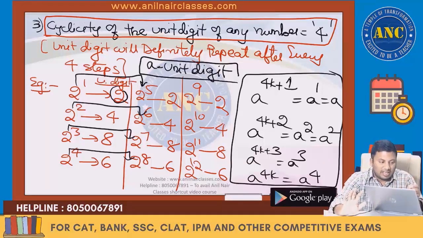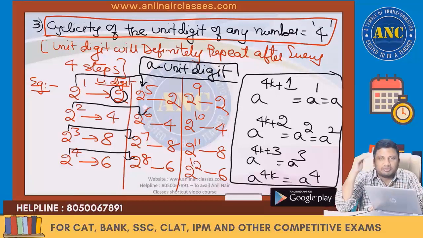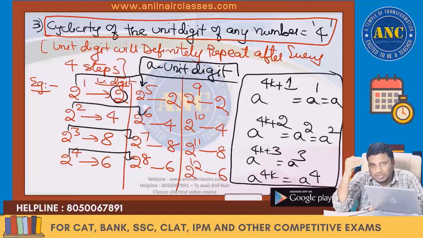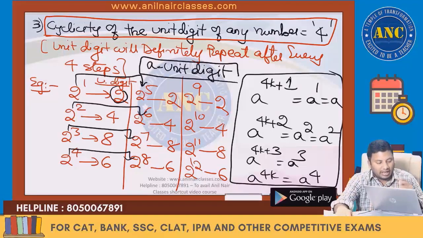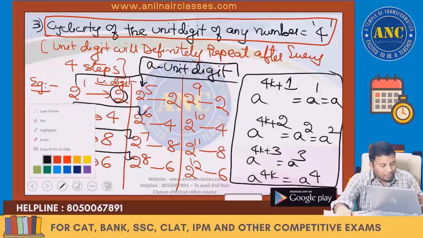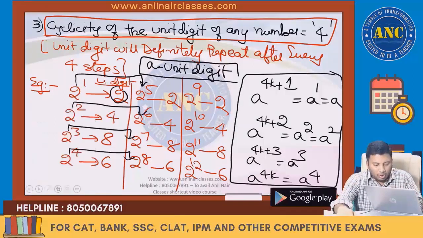Now, when I say the cyclicity of the unit digit of any number is 4, after 4 steps, the unit digit should again be the same. Less than 4 steps, sometimes yes, sometimes no. But after 4 steps, definitely it should get repeated. If you take an example, I hope it is clear.